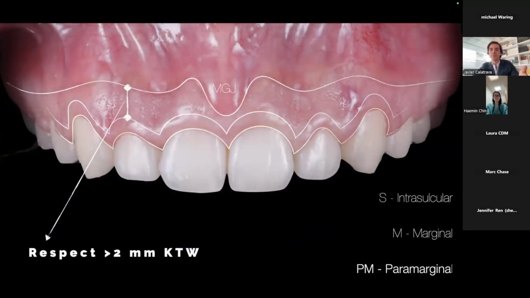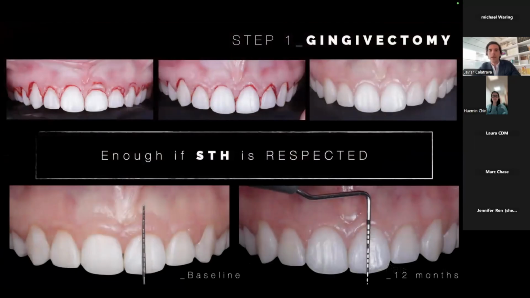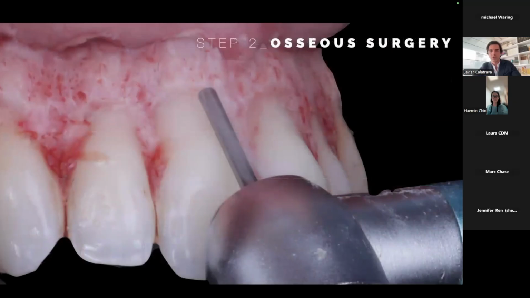Gingivectomy is a very simple procedure. We're going to do paramarginal incisions, usually, always trying to remember 2 millimeters of keratinized tissue width, because teeth like to have at least 2 millimeters of keratinized tissue width. We've seen throughout the literature that it's not completely essential, but if we have it, let's just not remove it. And is gingivectomy enough? It is enough in some cases if the supracrestal tissue height is respected. So we go back to the importance of a proper diagnosis.